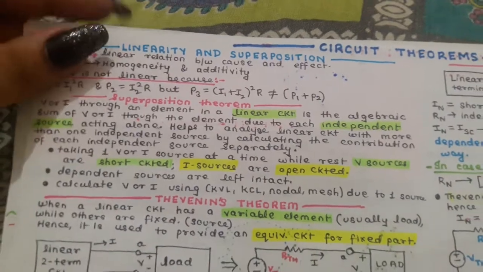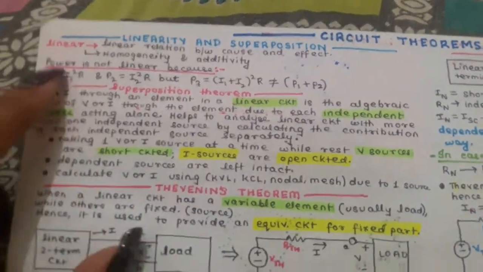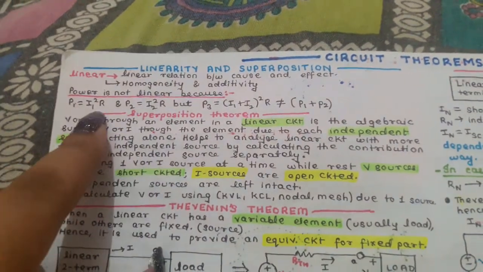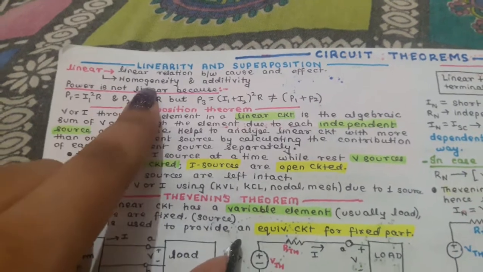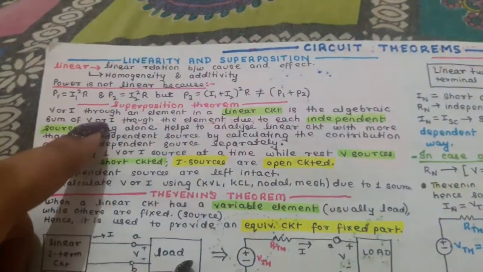Okay, let's talk about what is linear. Linearity, which we have covered in our previous sheets. And the important thing to remember here is that power is not linear, because its formula itself follows neither homogeneity nor additivity. Let's talk about the superposition theorem.